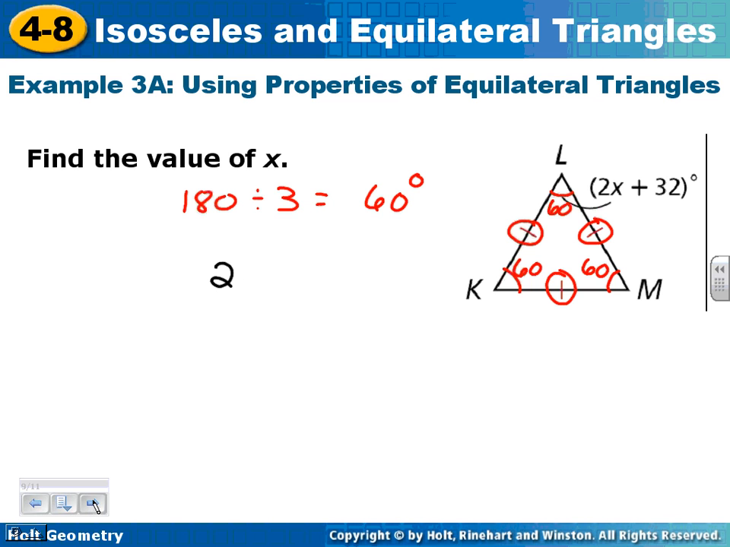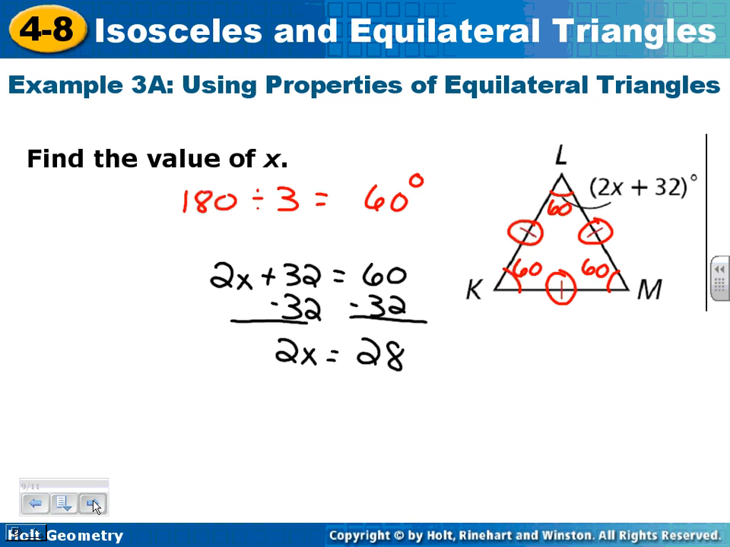I simply can write 2x plus 32 equals 60. Let's solve that. Subtract 32. So 2x would equal 28. Excuse me, didn't mean to sneeze on the microphone. Divide by 2. X would be 14. And the directions say find the value of x, so I don't need to plug that in anywhere. 14 is where I'll stop. A couple more slides to go.